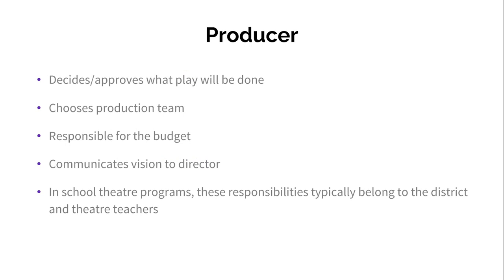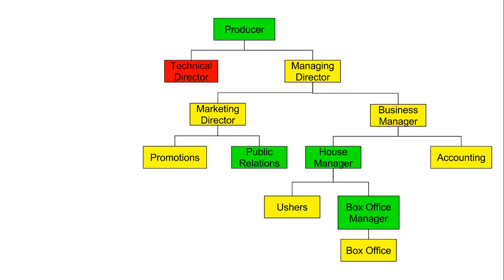Okay, so the producer is in charge of deciding and approving what play will be done. They're in charge of choosing the production team. Usually they're in charge of hiring these first two people, the technical director and the managing director, and often the director of the show. And then from there, the people below them hire the people below them. So usually the technical director will hire everyone that's below them.